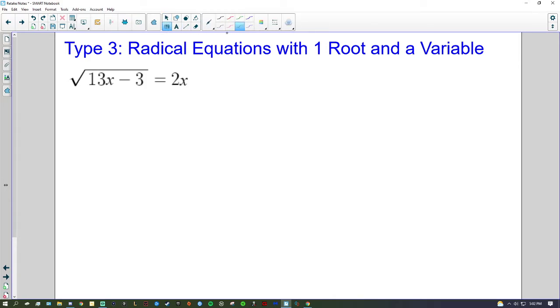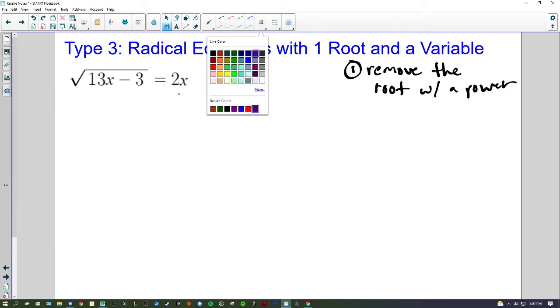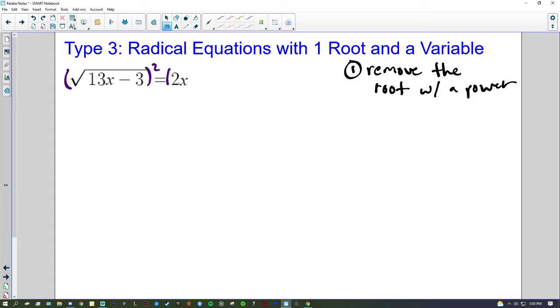Our first step, just like before, the first thing we need to do is remove the root with a power. So I have a square root, which means I am going to need to square both sides. That is the only way I know how to get rid of this square root. Okay, so when I square a square root, it goes away. I'm left with 13x minus 3 equals 2x squared. Remember, this is the same as 2x times 2x, which is 4x squared.